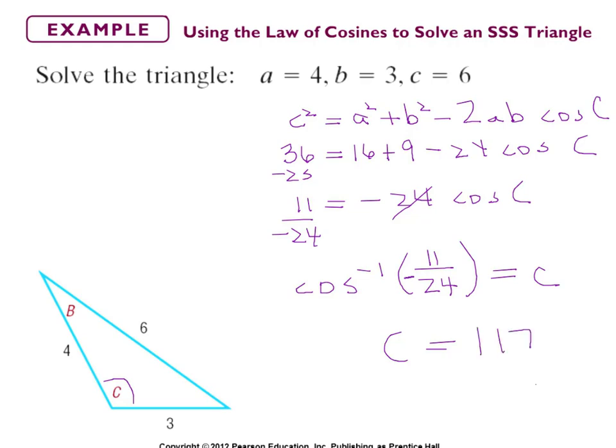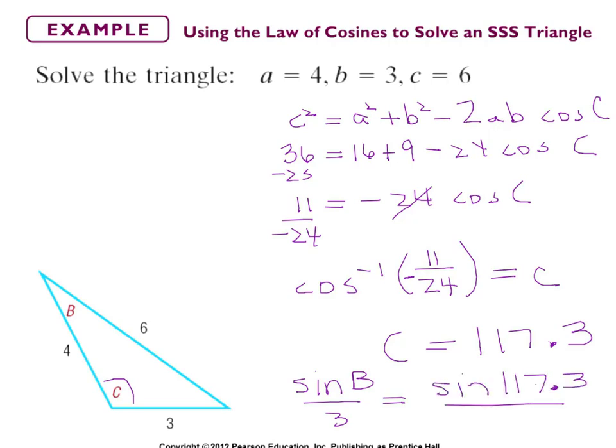Okay, 117 point, let's just make it 117.3. So that's C, and I can use the law of sines now. I can say the sine of B over 3 is equal to the sine of 117.3 over sine of C over C, and now I can just solve for B.